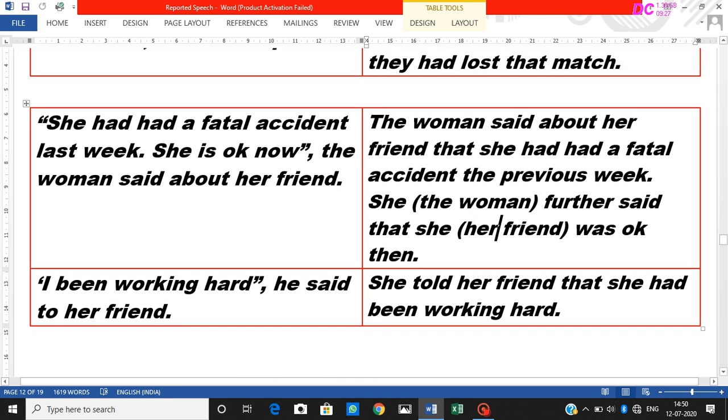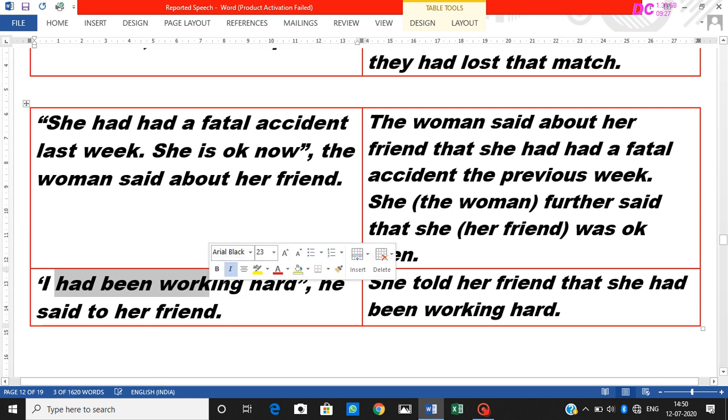Another one is example number X. "I have been working hard," he said to her friend. "I had been working hard." Look, "had been working" is past perfect continuous. So as per rule number one, it remains unchanged. So "had been working hard" will remain "had been working hard". Other changes will take place. She told her friend that she had worked hard.